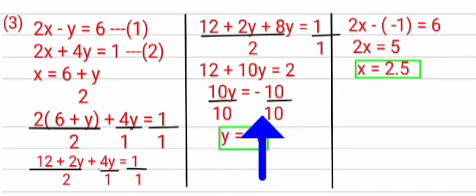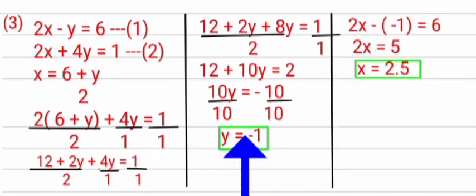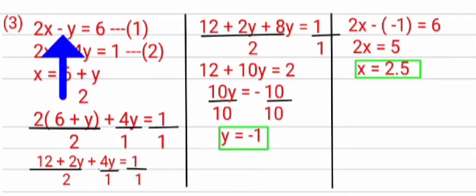Divide both sides by 10, and we're going to have y equals negative 1. So we're going to substitute our answer, which is negative 1, into equation 1 or equation 2.